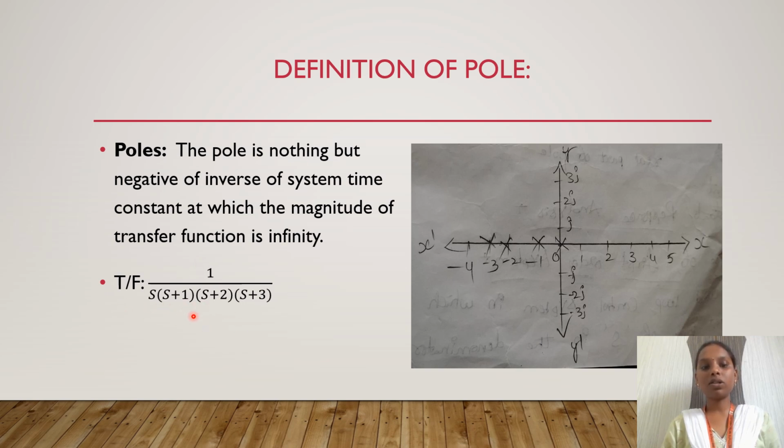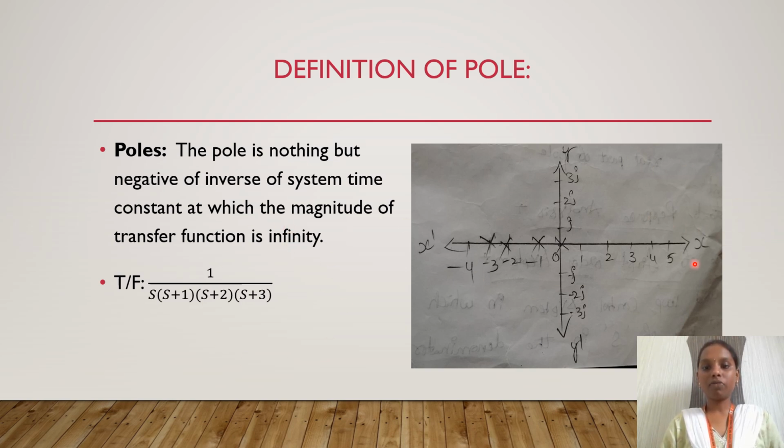1, 2, 3, 4 poles are there. s is equal to 0, 1 pole. s is equal to minus 1, 1 pole. s plus 2 is equal to 0, s is equal to minus 2, another pole. s plus 3 is equal to 0, s is equal to minus 3. They are the poles. In the denominator part, we can represent the poles as cross marks, and in the numerator part, we can indicate the zeros as 0 in the graph.